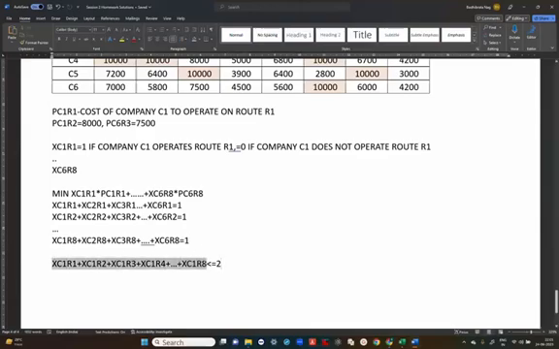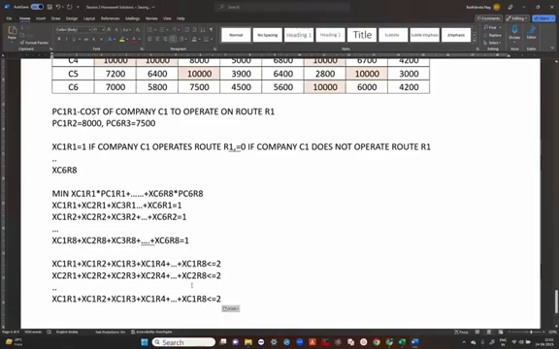Similarly, for company 2, we'll have XC2R1 and so on, and we can have this for all these 6 companies, and finally the last company will be XC6R1, XC6R2, XC6R3, XC6R4, and so on up to XC6R8. That will have to be less than or equal to 2. So if you put all these conditions into your solver, you will get your answer.